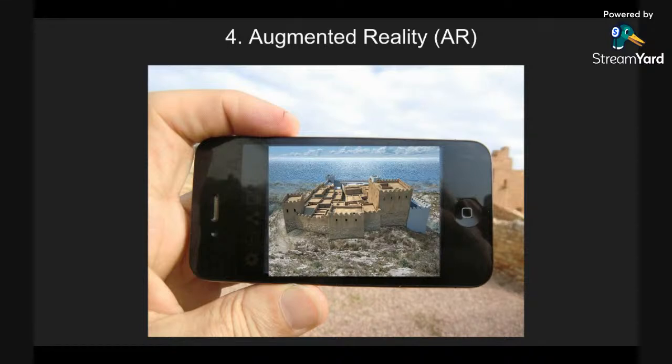So in this example, you're looking at some ruins and you point your phone or your tablet at those ruins. And so you see the ruins, or you see the landscape in which the ruins previously were on your screen. And the software superimposes a reconstruction of that ancient building on the device. This is widely used both in archaeological functions and in gaming.